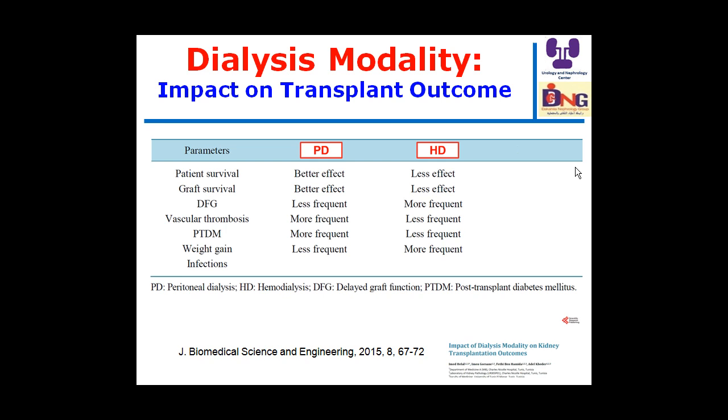Weight gain is more frequent after hemodialysis in comparison to peritoneal dialysis. Why? Because in peritoneal dialysis, the patient is subjected to glucose load, and after transplantation we avoid glucose load. So these patients tend toward less weight gain because we get rid of the glucose load that they were accustomed to. Infections are more frequent in peritoneal dialysis than hemodialysis.